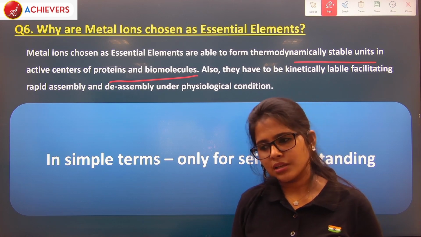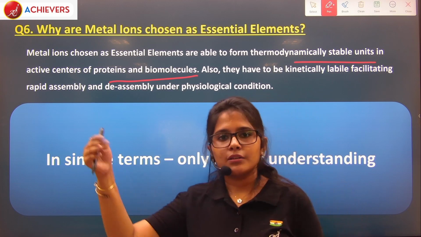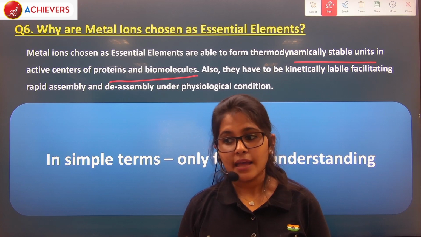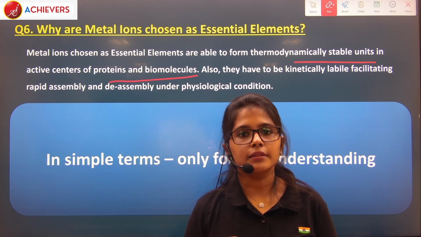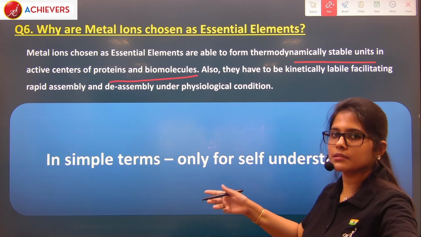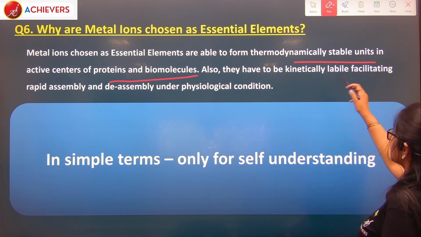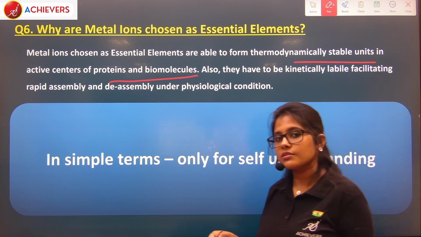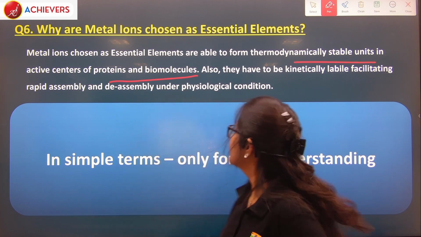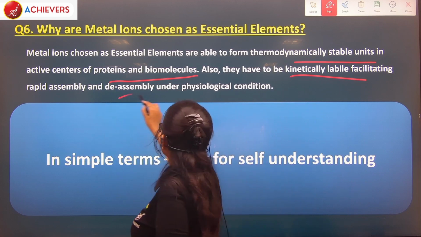Well, in the upcoming episodes of this particular web series or course, whatever you would like to call it, you will learn about hemoglobin and myoglobin, and there you will see the role of iron in them. And when you learn that, you will understand. That is an example. Obviously, many such things are there which we will study in this course. That is where you will understand fully what it means by thermodynamically stable units in active centers of proteins and biomolecules. Not only that, kinetically labile. Also, they have to be kinetically labile, facilitating rapid assembly and deassembly under physiological condition.